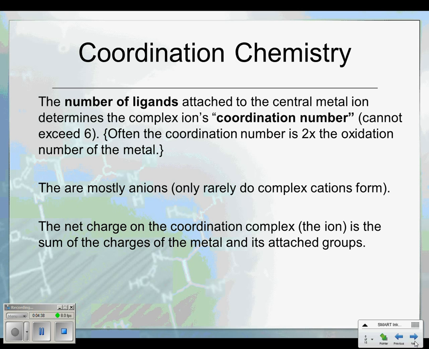Copper, which has a 2+ charge, would hold 4 ligands. Silver, which is a 1+ charge, probably will hold 2 ligands. This is just what usually will occur, but the rule does not always apply. And when you are adding up the net charge of the coordination complexes, you just make sure you include the charges of all metals and their attached groups so that you can have the net charge, which is the overall charge.